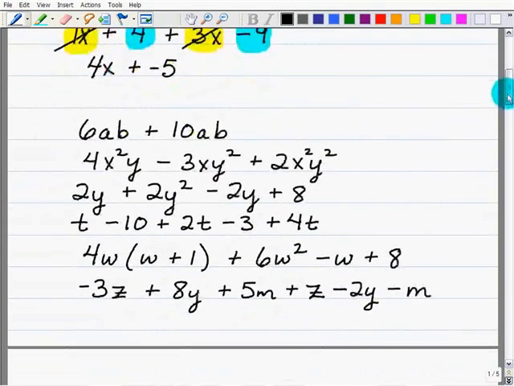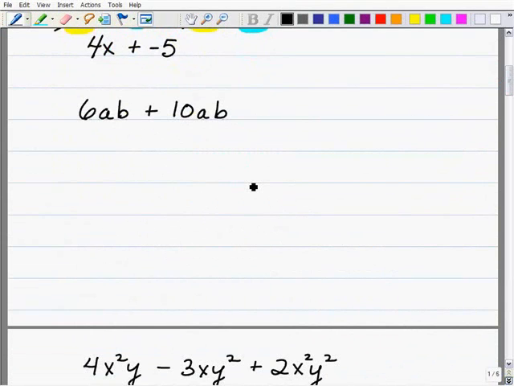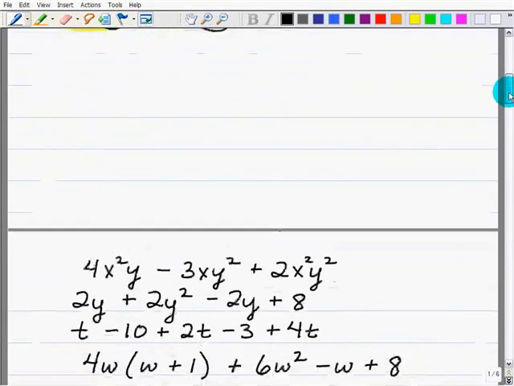Let's go to the next problem here. So we have a couple terms here. Remember, terms are separated by a plus or a minus sign. So we have negative 6ab and 10ab. And they're separated here by this addition operator. So the first question is, okay, we have two terms. Are they like terms? They are, because they both have ab, and ab is to the first power on both of them. So therefore, we can simply combine the coefficients of these two terms. That would be 16ab.